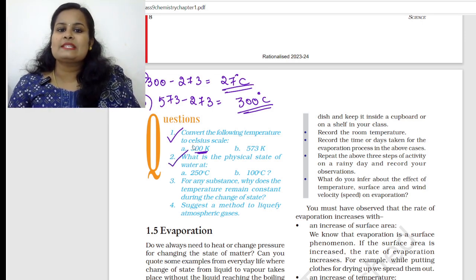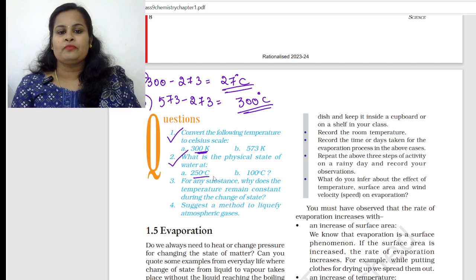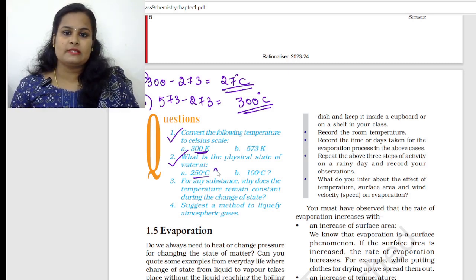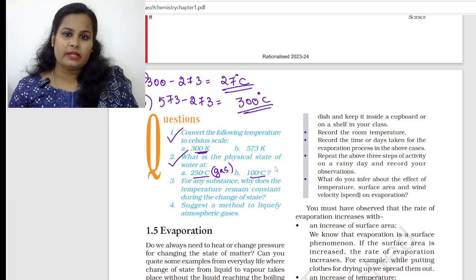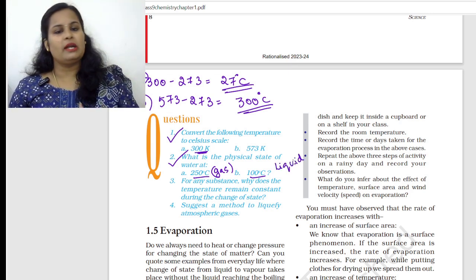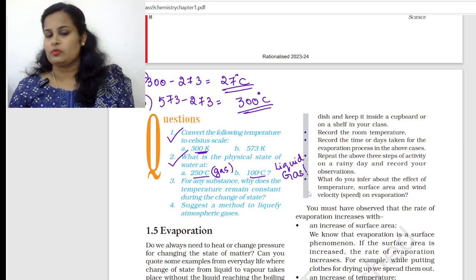Second one, what is the physical state of water at 250 degrees Celsius? We know that at 100 degrees Celsius, water starts boiling. So at 250 degrees Celsius, we can definitely say it will be in gaseous state or the vapor state. Then at 100 degrees Celsius, boiling is just about to start, right? So we can say that liquid can also be expected, and certain particles have already started to vaporize. So we can have gas as well. Both states will be there.